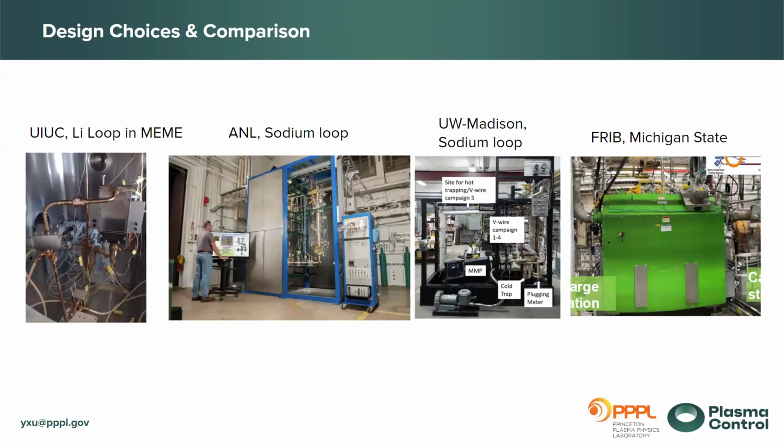So let's talk about the design choice. Why do we arrive at this? Why can't we just have a lithium loop in the air, right? It turns out there are many different varieties of lithium loops that already exist. Just in the US, we have, for example, the lithium loop in Illinois, which is one of the devices at UIUC. We have a sodium loop at Argonne National Lab, a sodium loop at UW-Madison, and also Michigan State. They have a lithium scraping system, and this is FRIB.